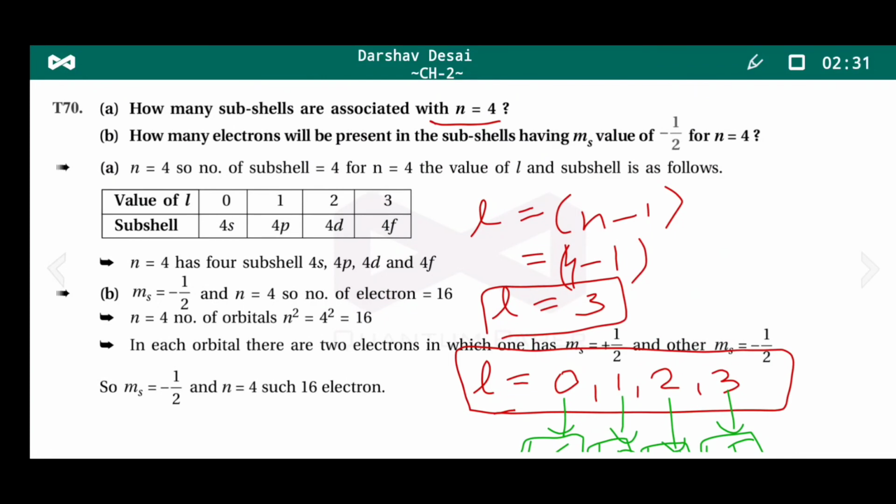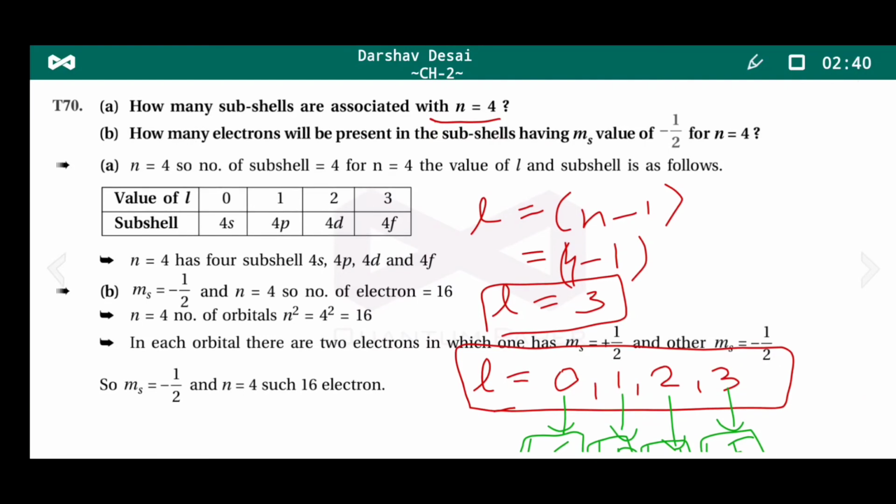Okay, but here question is how many electrons will be present. Here 32 electrons are present, but the question is having minus 1 by 2 value.